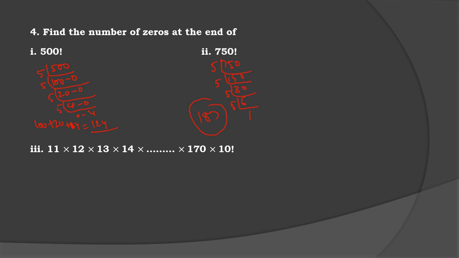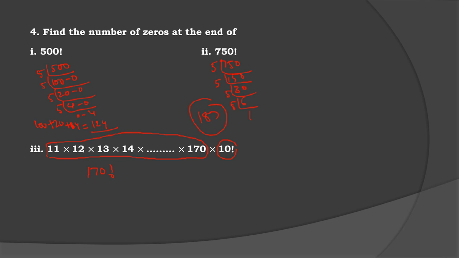Now look at this question: 11 into 12 into 13 into 14 into and so on, up to 170, into 10 factorial. Here we have 10 factorial into 11 into 12 into 13 into 14 up to 170, a continuing series. It is nothing but 1 into 2 into 3 and so on into 169 into 170. Total, it is nothing but 170 factorial.